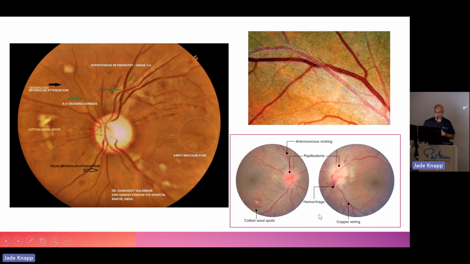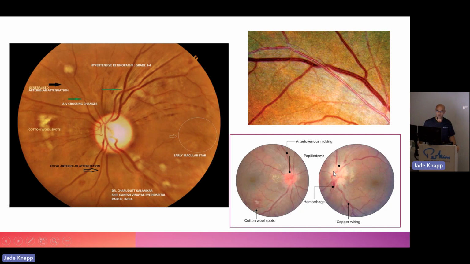So here's cotton wool spots again, and copper wiring and then silver wiring. They're sort of later signs of hypertensive retinopathy where the color of the blood vessels, instead of being red, starts to become paler and paler. And that's caused by sclerosis. So copper wiring is more pale than usual. Silver wiring, as the name suggests, very pale. So they're late signs in hypertensive retinopathy.